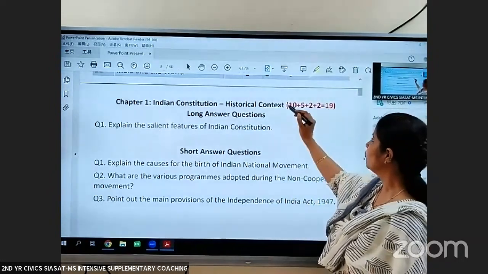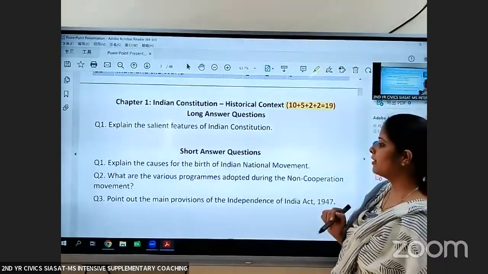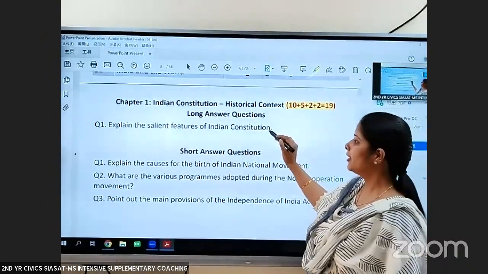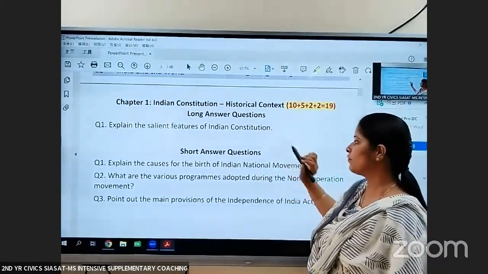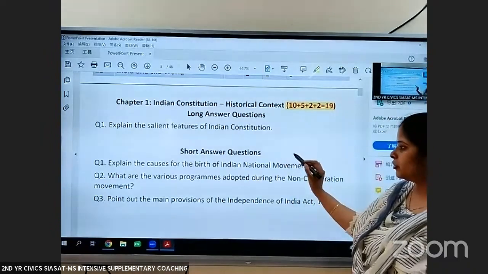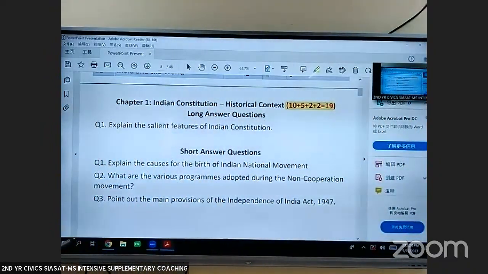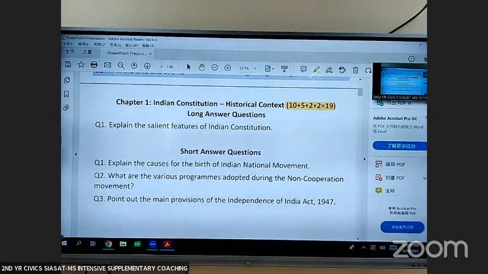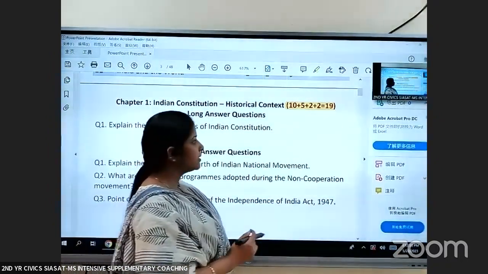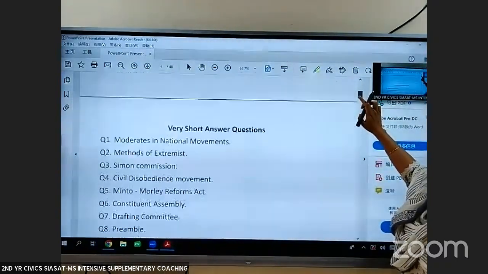As I told you earlier, the weightage for this chapter is 19 marks. So the most important questions are, in LAQ, you can expect salient features. This is the most repeated question, salient features of Indian Constitution. And coming to short answers, you have causes for the birth of Indian national movement. Then you have programs adopted during non-cooperation movement and Independence Act of 1947. These are some of the important questions from this chapter. If you are thorough with these questions, you can easily score 19 marks.